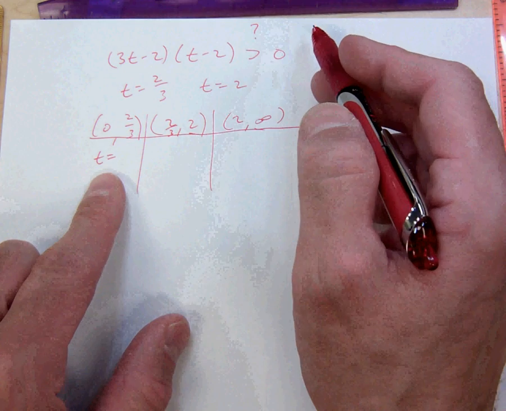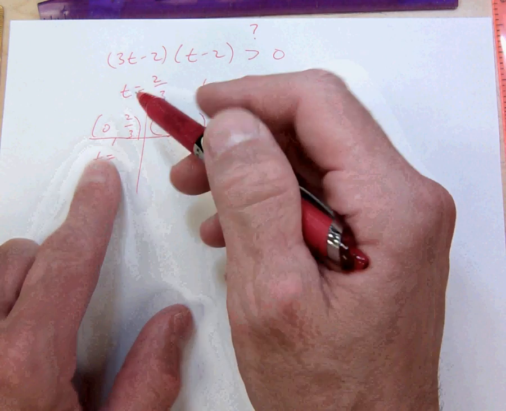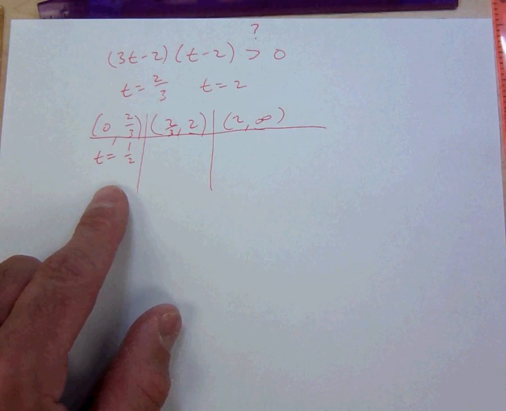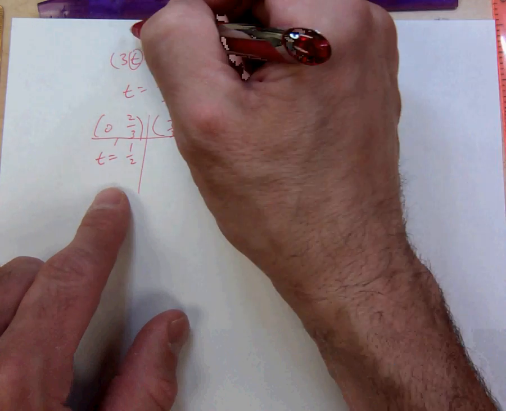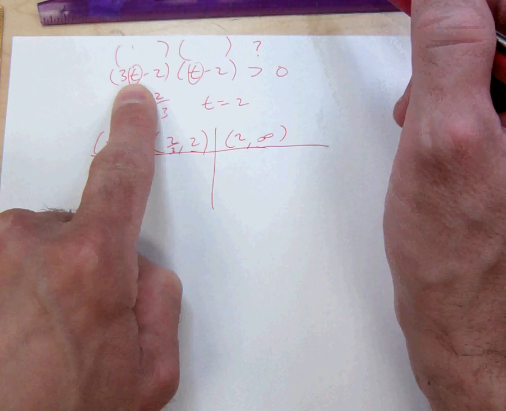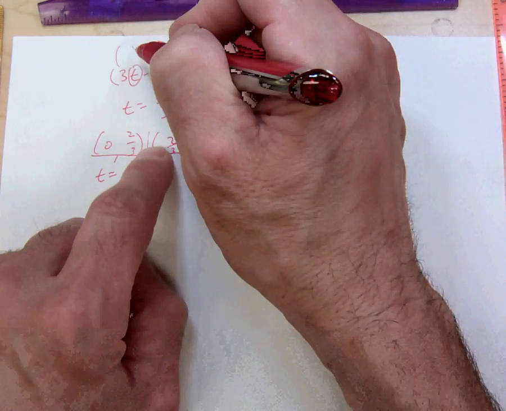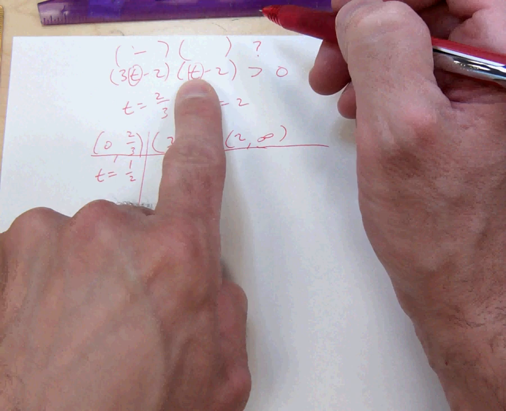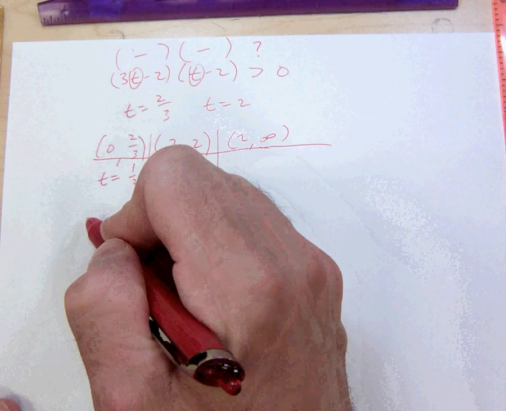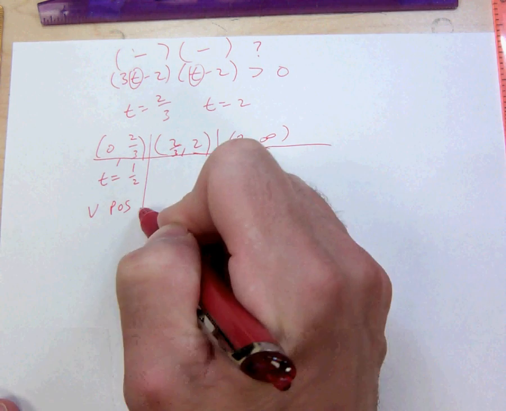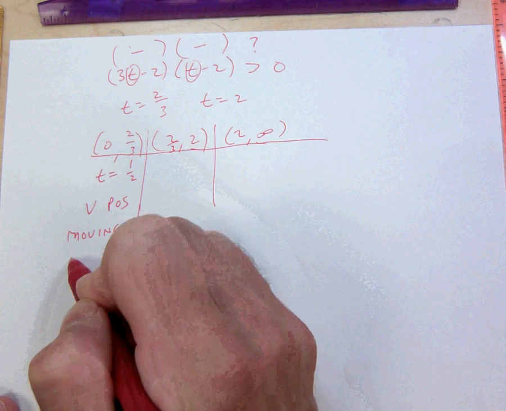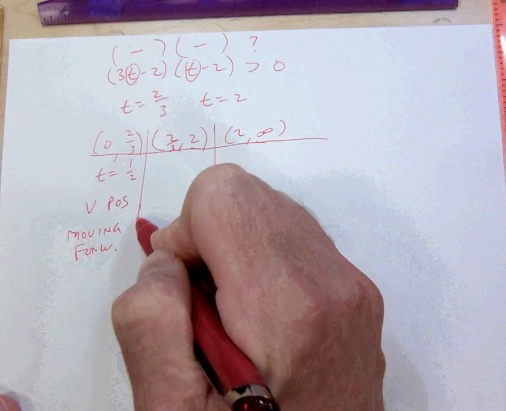Pick any time you want. 0? Well, no, you can't pick an endpoint. Maybe a half. When you stick a half in there and a half in there, is this positive or negative? You can do it in your head. If I stick a half in there, I get 3 halves minus 2, which is negative. A half minus 2 is negative. What's a negative times a negative? Positive. So you got a positive velocity. And when you have a positive velocity, the particle is moving in a forward direction. You see how I'm doing this?